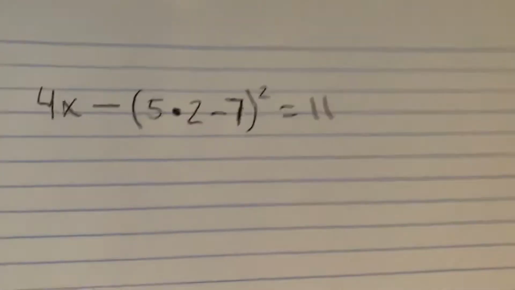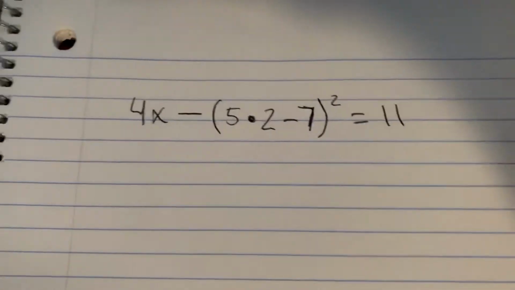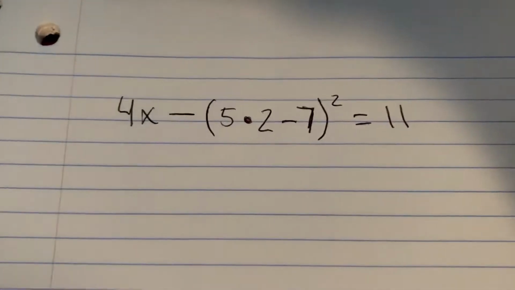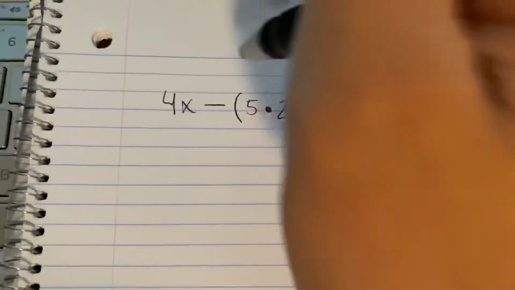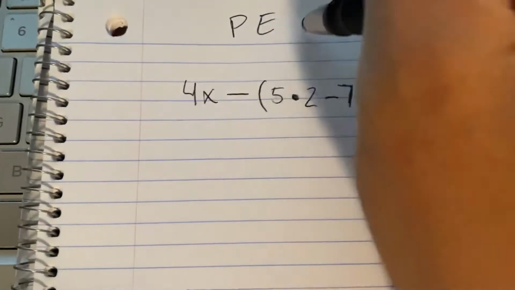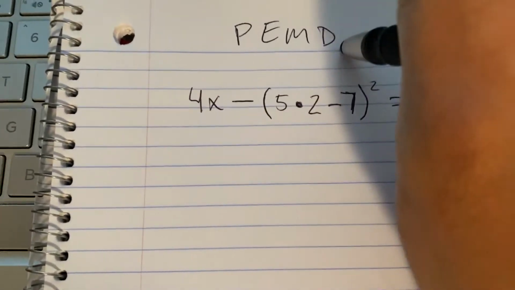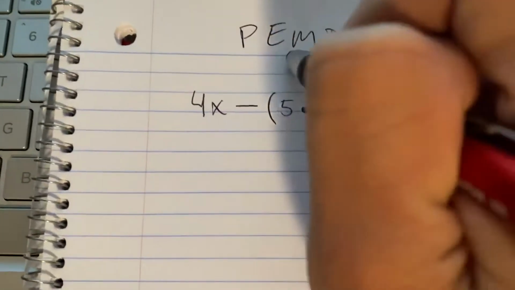Now I'm going to do one more review problem. So this one looks a little bit different, but it has all the same elements as the first problem. So we're going to go, please excuse my dear Aunt Sally.